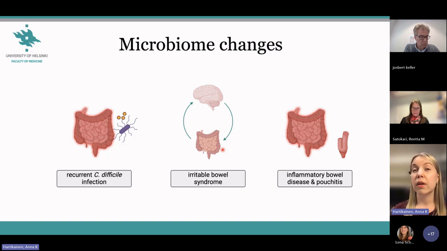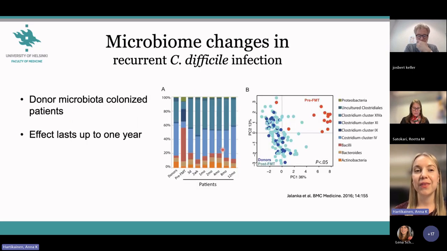And especially with the ulcerative colitis patients, some patients may need surgical interventions where the colon, for example, is removed and this J pouch is constructed. This is, of course, a very efficient treatment for those patients. However, this pouch may also become inflamed, and this is then called pouchitis. So let's go to the microbiome changes.